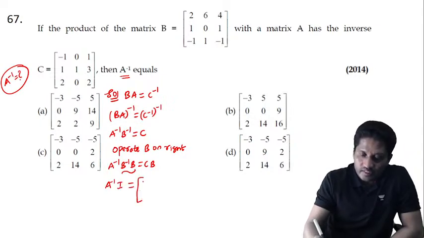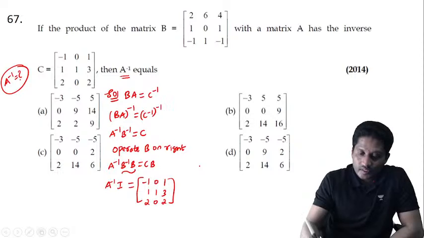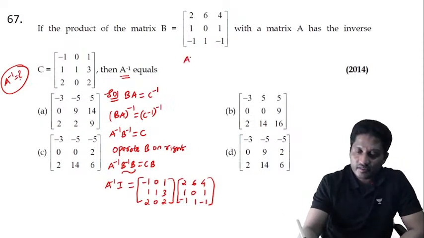C into B, C is minus 1, 0, 1, 1, 1, 3, and 2, 0, 2. That order is very important because C into B is not equal to B into C. Into B, which is equal to 2, 6, 4, 1, 0, 1, and then minus 1, 1 and minus 1. A inverse into I is A inverse, right?